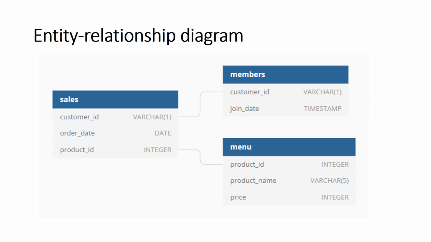So this relationship is given here, and you can see from the diagram that the sales table is connected with the members table via customer ID, and the sales table is connected with the menu table via product ID. Okay, just keep this diagram in mind, and our next questions will be based on this diagram only.